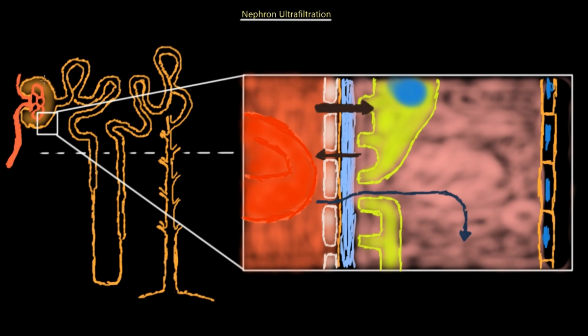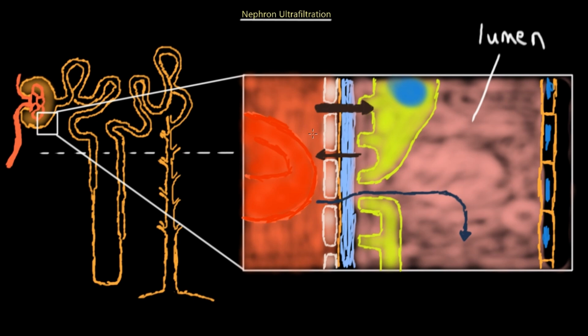So the Bowman's capsule is part of the nephron, the tubes of the filtrate that is going to be surrounding the capillaries. It goes afferent to efferent capillaries. And as we zoom in here, we have a connection between the blood vessel, the capillary, and the inside of the Bowman's capsule, so the lumen of the Bowman's capsule, which is right here. This is the lumen.